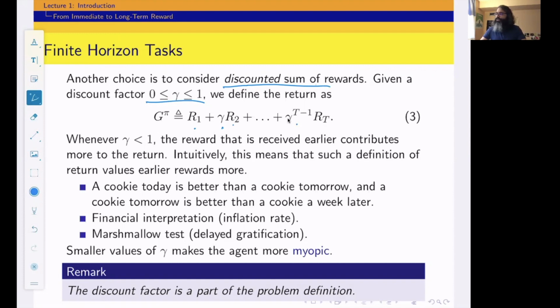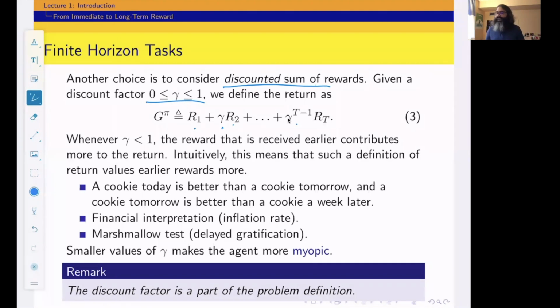Okay, so intuitively, it means that the rewards that we get earlier are more important for us. Maybe an example would be that if you receive a cookie, you prefer to get the cookie today rather than tomorrow, and tomorrow is better than a week later.